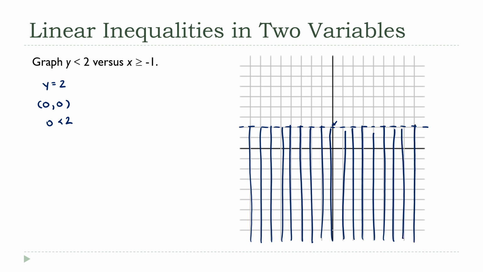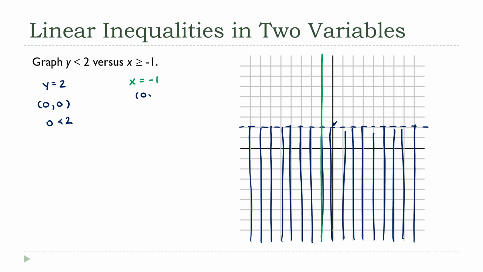All right, and the x's, we do these the same way. Right? I'm going to graph x equals negative 1. And that is a vertical line, and I'm going to do a solid line for this because it's greater than or equal to. Right, so I'm going to put a solid line right here.